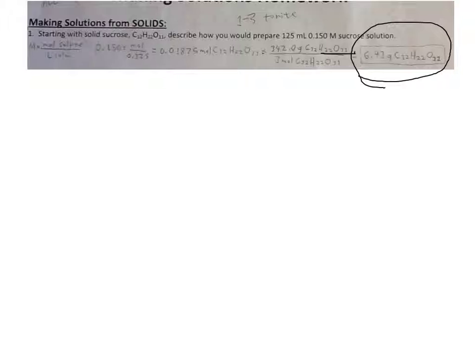Alright, to start with, you've got to get a 125 milliliter volumetric flask because that's how much solution you want to prepare. And then you want to add 6.41 grams of C12H22O11 because you just solved that. And then you want to fill the flask halfway with distilled water, because if you fill it all the way, that would produce bad things if it made a reaction.